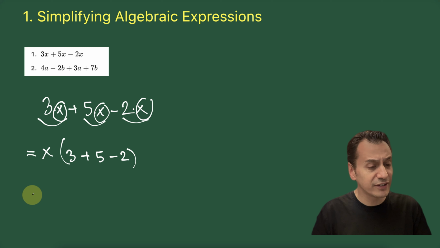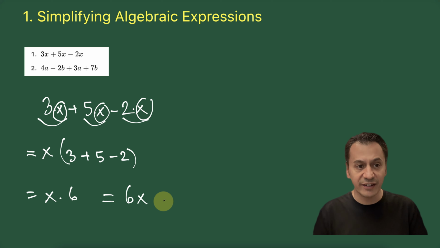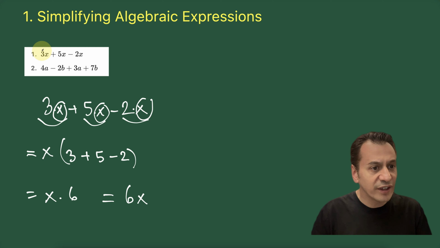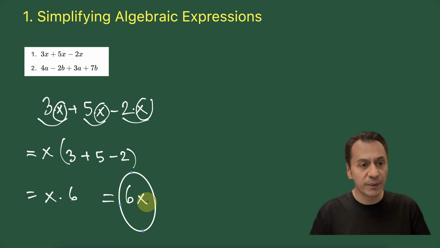This is just adding and subtracting these numbers. And the result is x times 6. So by using the commutative property, we can denote it like 6x. So that amounts to, you can just add this 3 and 5, it makes 8, and then subtract 2, it makes 6. Now this would be the shortcut of this operation.